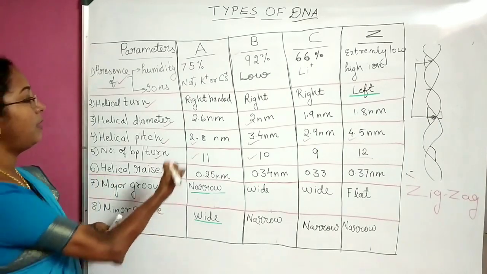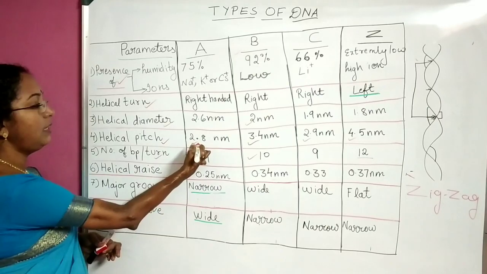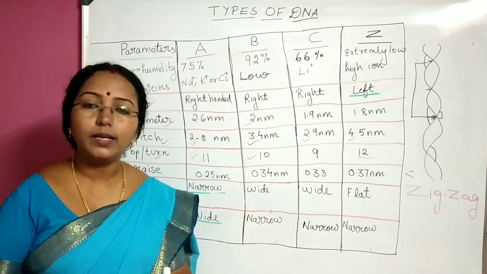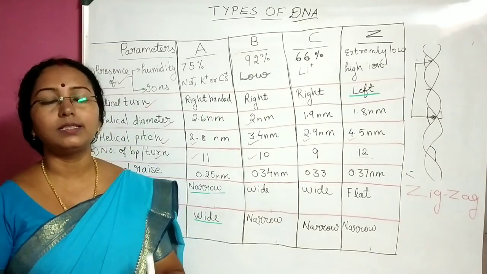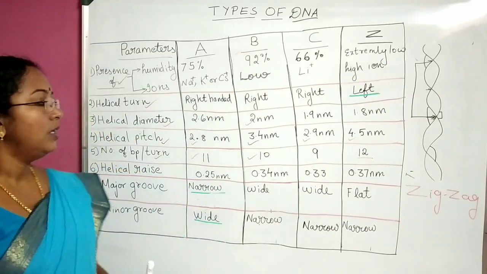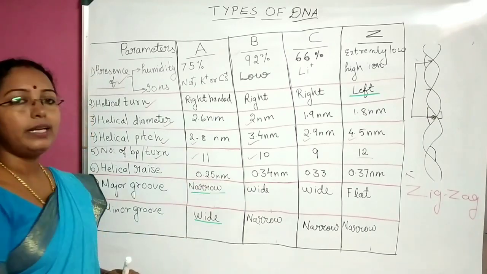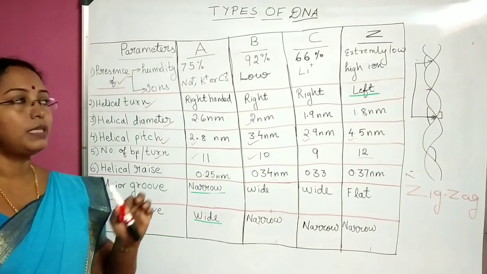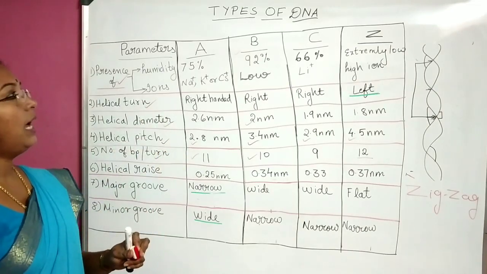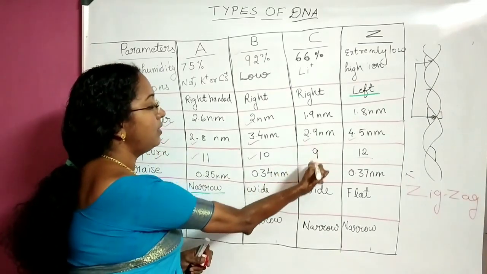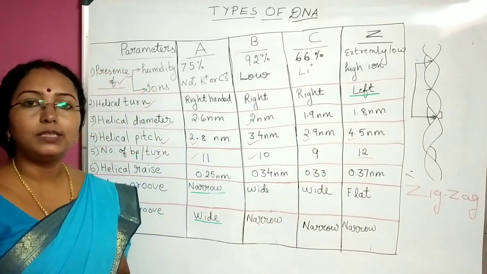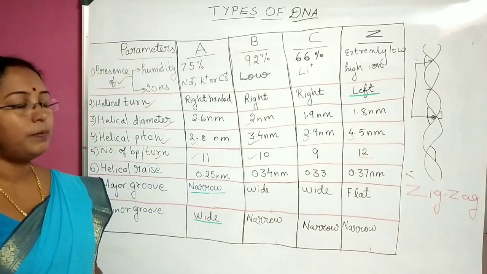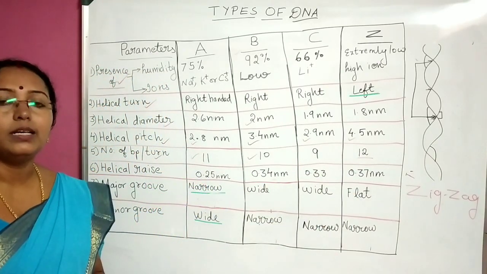Same thing we can apply here also. In the case of A-DNA, the pitch of the helix is 2.8. Pitch divided by the number of bases per turn, that is 2.8 divided by 11, you will get 0.25 nanometer. So 0.25 nanometer is the distance between two adjacent bases in the case of A-DNA. And in the case of C-DNA, if you divide these two, you will get the value 0.33. Same is the case with Z-DNA also. 4.5 divided by 12, you will get 0.37 nanometer.